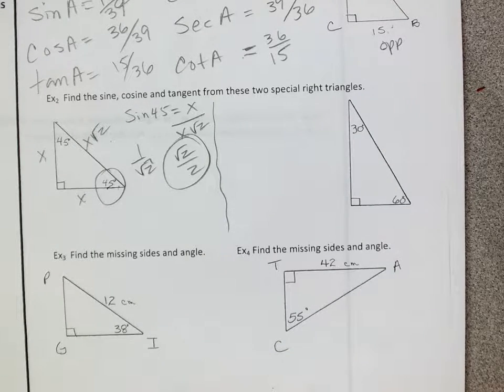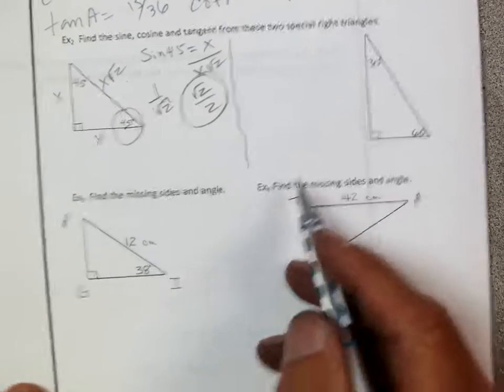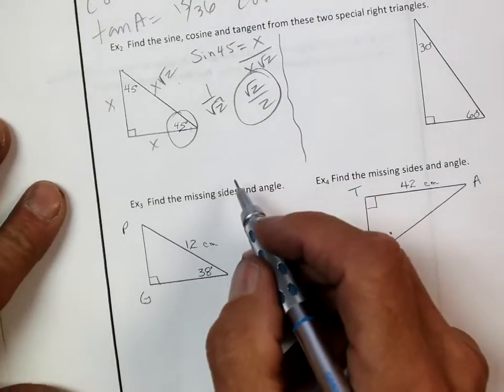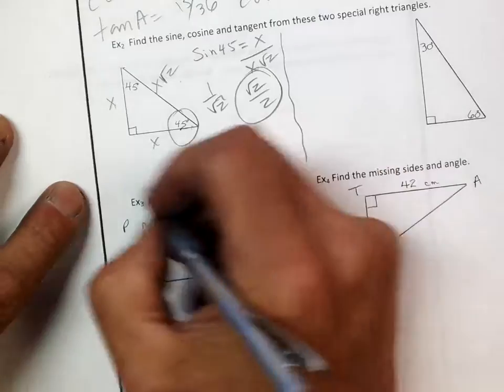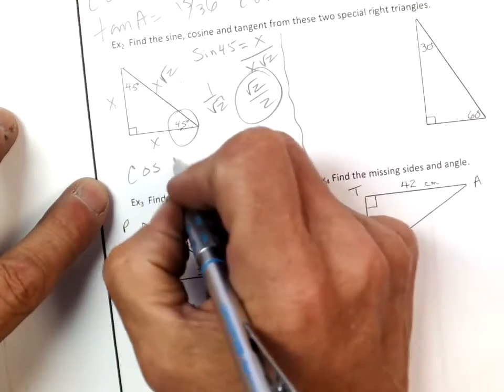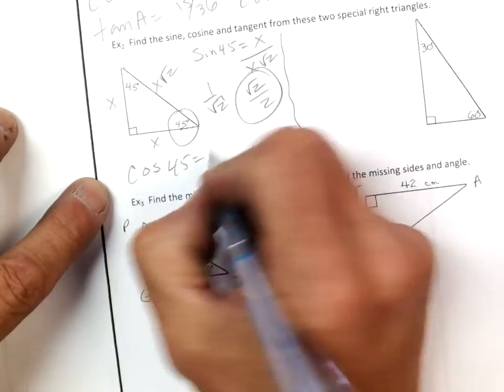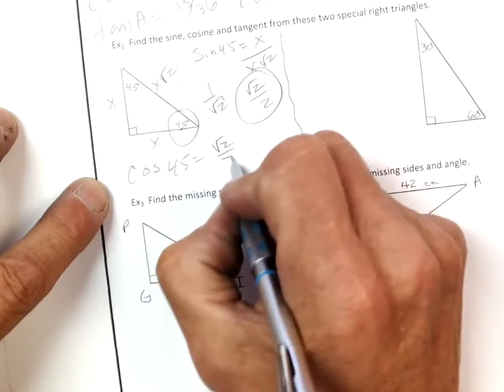Now, cosine should be the same. You guys agree? A couple of weeks. No, we got more than that. Cosine's the same way. Cosine of 45 turns out to be the same answer. Okay?